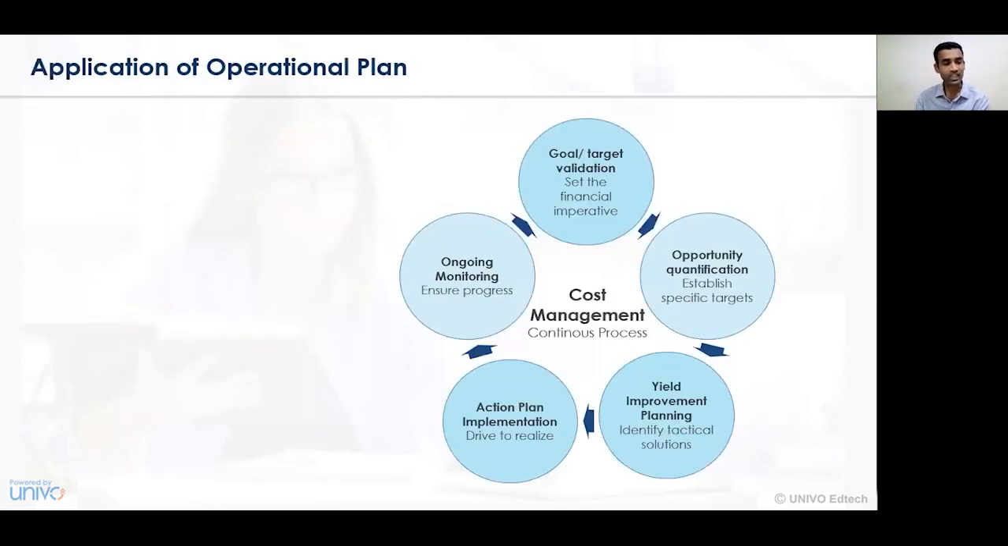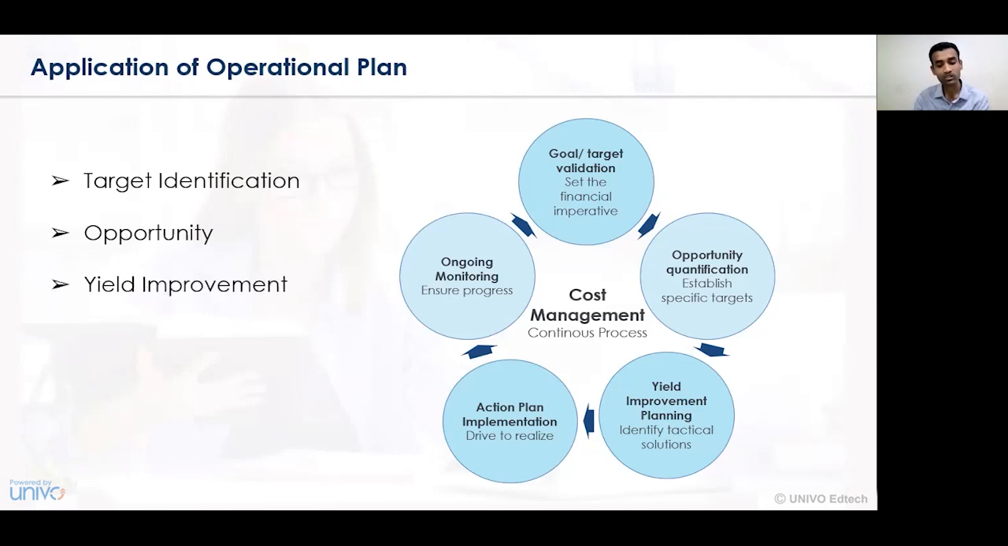Now let's understand the various applications of the operational plan with respect to the cost management processes. The various applications for the continuous process of cost management are, number one, target identification. Whatever target we have set, we need to identify that particular target, and on the basis of financial imperatives, the organization needs to identify what it is aiming for and what targets or goals have been set. The second perspective is the identification of opportunities. So opportunity quantification, establishing the specific targets, is essentially required, and only on that basis can the cost management or continuous process activities be undertaken.